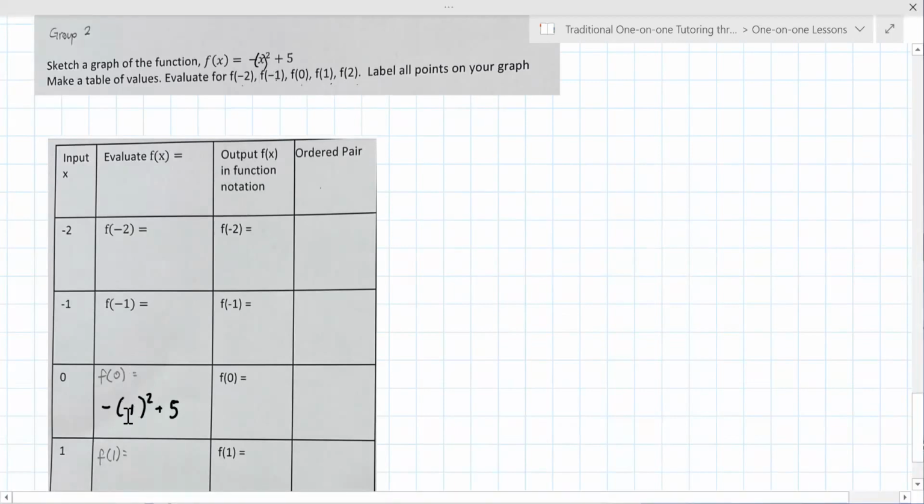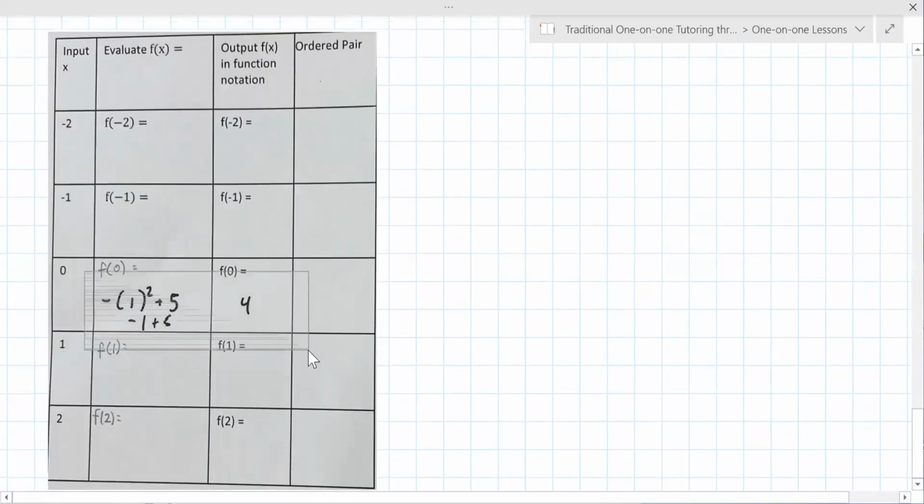Order of operations says you square first, then negate. So that's -1 plus 5, which is 4. Oh, right, my bad. And I actually have this in the wrong place. Let's get this down there.